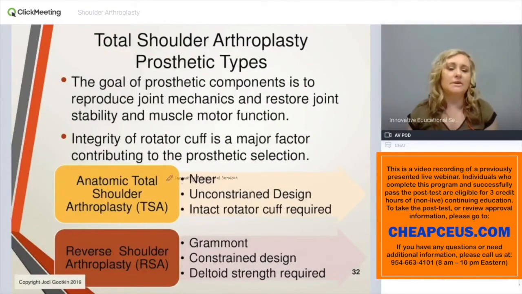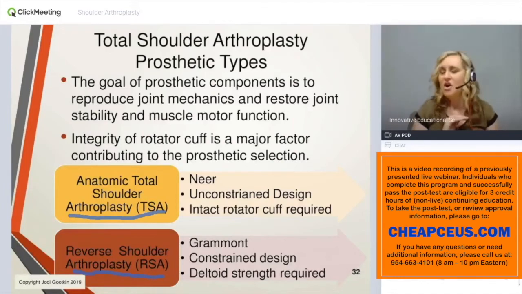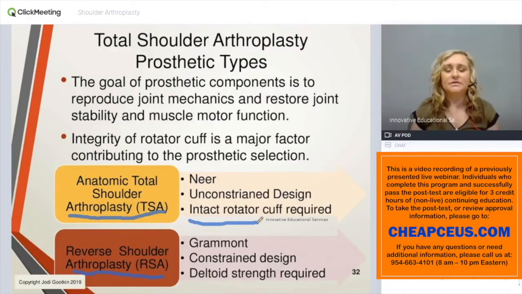What you're going to see more commonly is either the total shoulder arthroplasty or the reverse shoulder arthroplasty. I will tell you that there are so many different names that are utilized, but the consistencies that we tend to see in the research are the terminology anatomic total shoulder arthroplasty, where the patient has an intact rotator cuff, and then the reverse shoulder arthroplasty, where they do not have an intact rotator cuff. We're going to take a closer look at each of these.